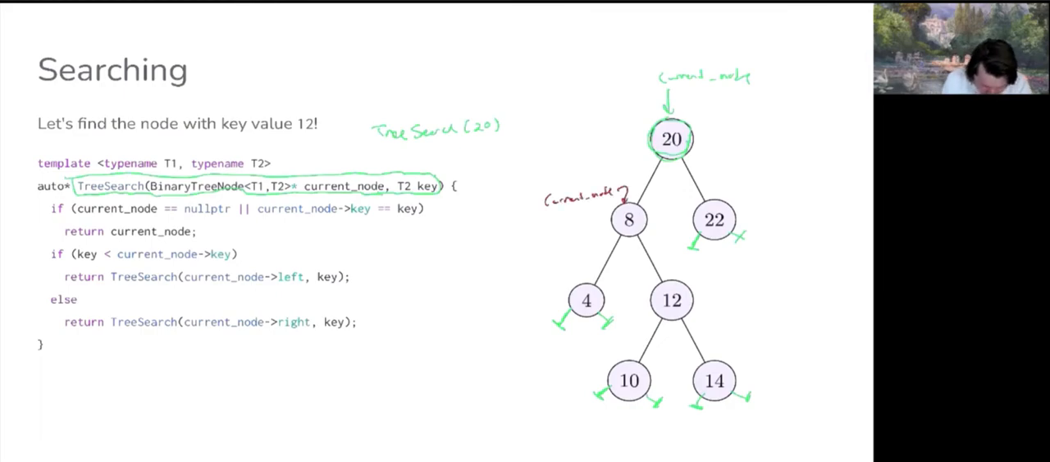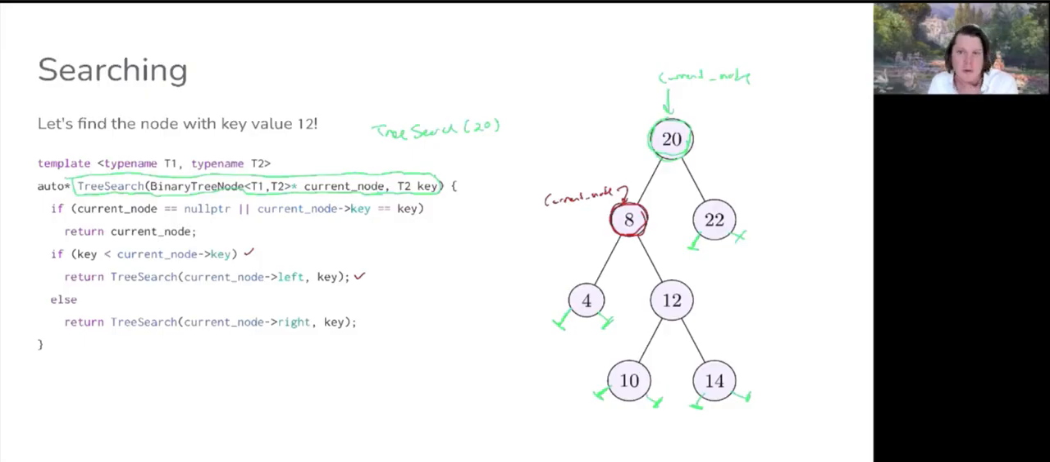Notice here we make that comparison on this line. Key 12 is less than the current node 20's key, so we move to the left. Now we go ahead and look: is current node pointing to the null pointer, or is the current node's key 8 equal to 12?